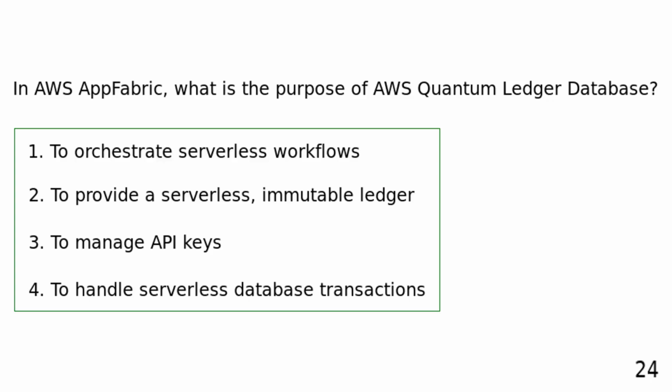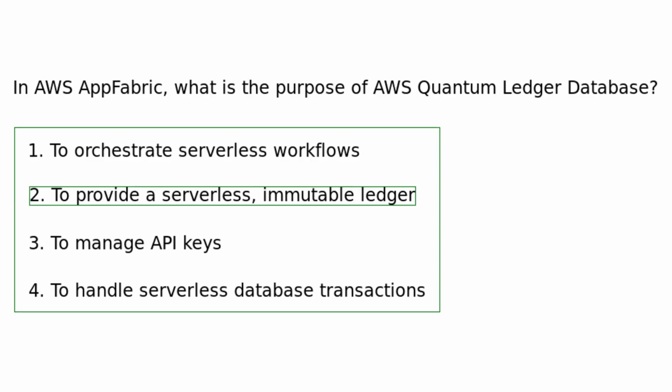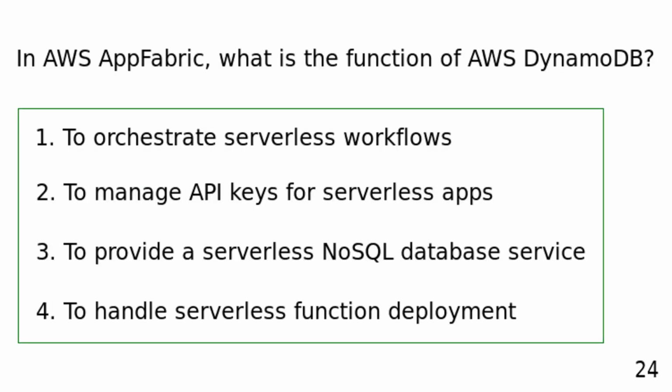In AWS AppFabric, what is the purpose of AWS Quantum Ledger Database? To orchestrate serverless workflows. To provide a serverless, immutable ledger. To manage API keys. To handle serverless database transactions. AWS Quantum Ledger Database in AppFabric is a serverless, cryptographically verifiable ledger that provides a transparent, immutable, and centrally owned transaction log.